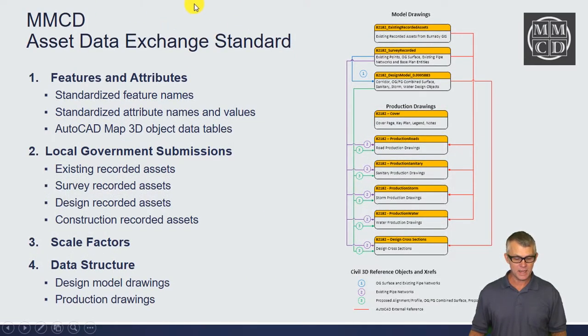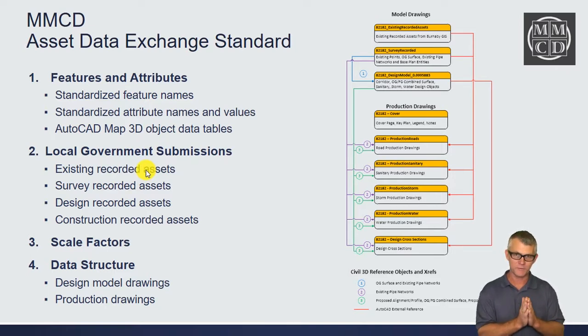So when we consider the Asset Data Exchange Standard, we talked about the features and attributes and the local government submission. For existing recorded assets, I'm going to describe what's going on with Burnaby here. The City of Burnaby, from their Esri GIS, will use Safe Software FME to extract information. Essentially, you window the area of the project and an AutoCAD drawing will be created, and that's created to the MMCD CAD standard. All the layers have an R prefix as opposed to a C or a V, and the R stands for recorded.